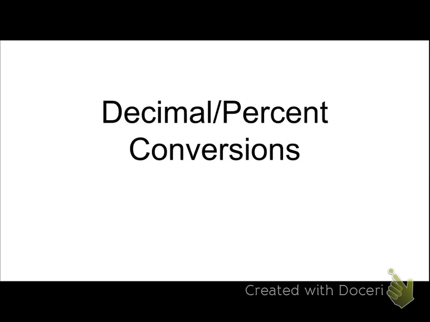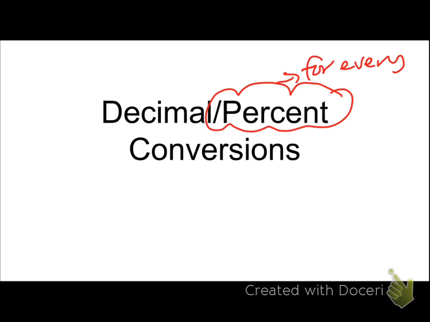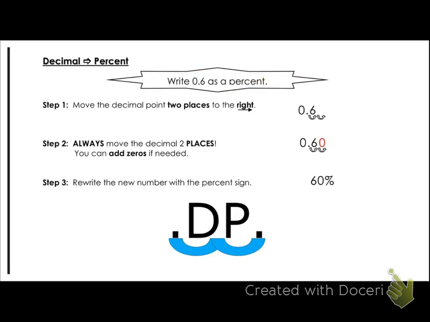Our topic for today is decimal percent conversions. What we're going to do is conversions both directions today, decimals to percents and percents to decimals. What I want you to keep in mind is that this word percent really means for every 100. So when you are working with percents, we use 100 quite a bit because percent means for every 100.